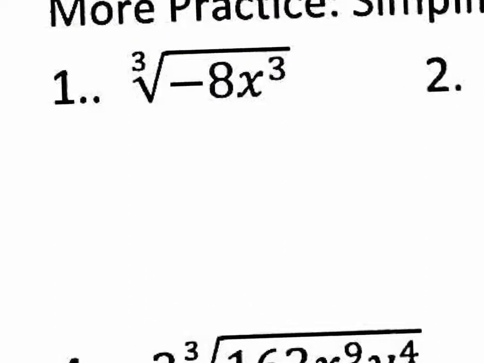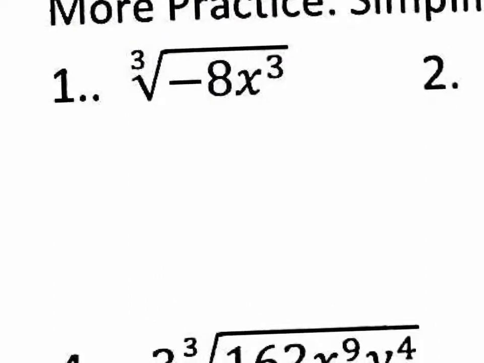Number 1, you have the cube root of -8 times x to the third. We're going to split the root like we always do: the third root of -8 and the third root of x to the third. Now, some people remember from square roots that you cannot have a negative in there. However, this is not a square root. It's actually a third root, and you are able to take the cube root of a negative number.